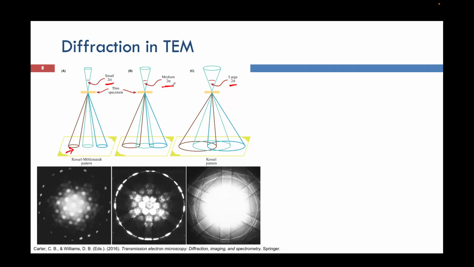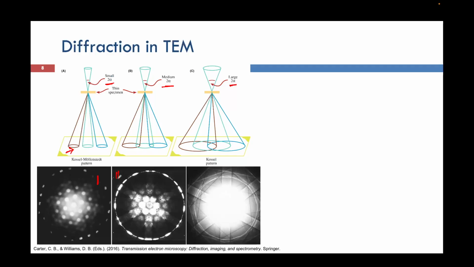Medium means not too small, not too large. Then you can see all these spots in the diffraction pattern are magnified, and you are now able to see a much more distinct diffraction pattern, with distinct features. The Kikuchi lines are clearly visible, and inside the bright spot you can see detail as well.